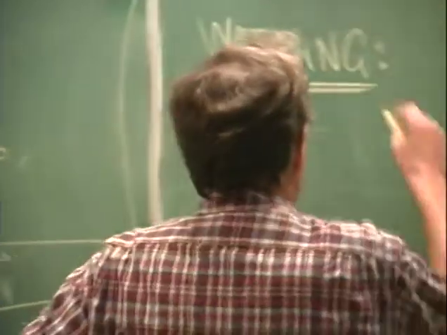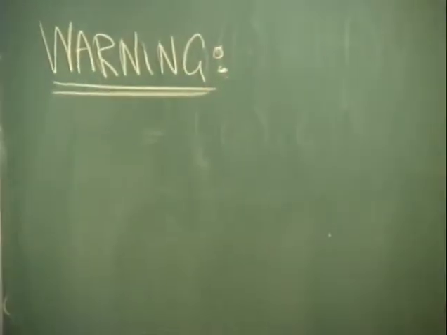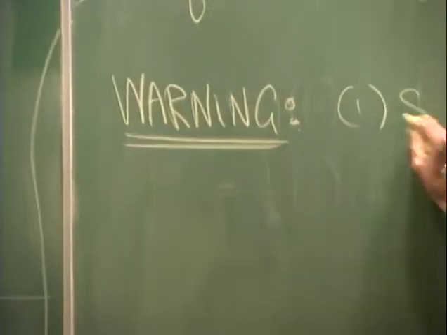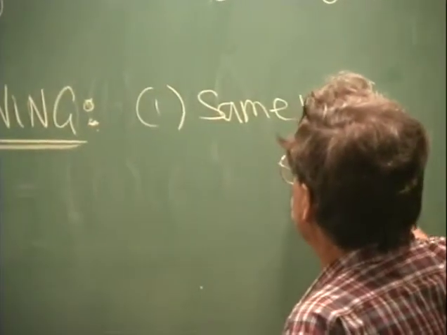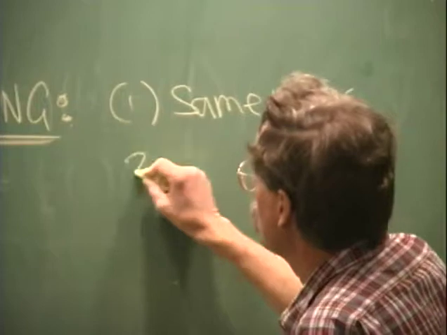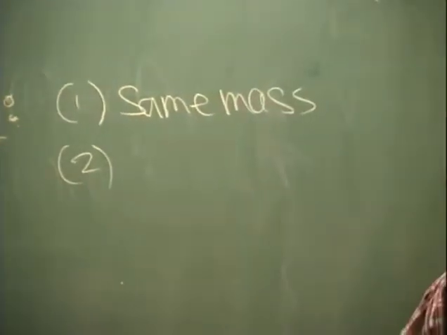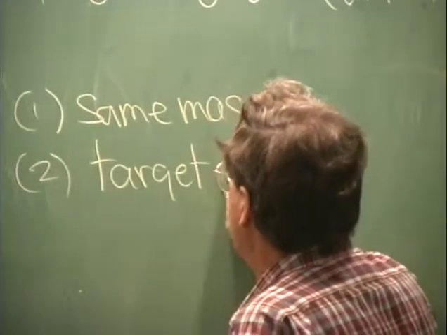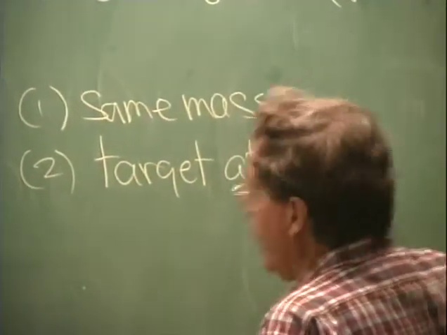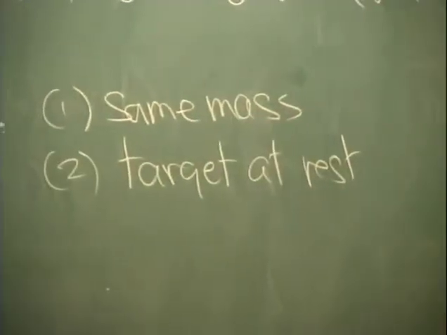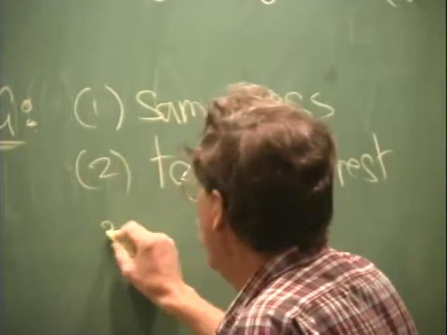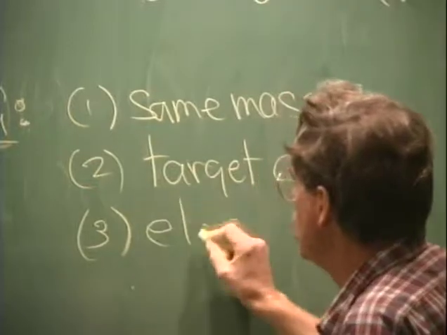What did this depend on? Both examples 2 and 3. Masses are the same. Second, the target was at rest. If the other billiard ball had been moving, then they're not going to come out at 90 degrees. And third, it's got to be an elastic collision.